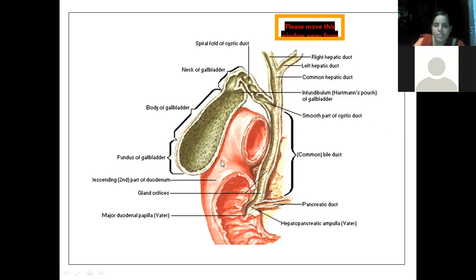This whole tube is the duodenum. It is opening in the second part of the duodenum, and here there will be a valve. This opening is guarded. The name of the opening is the major duodenal papilla. It will be guarded by a valve, so that only when fatty food is entering, the bile juice will be allowed to enter into the duodenum.